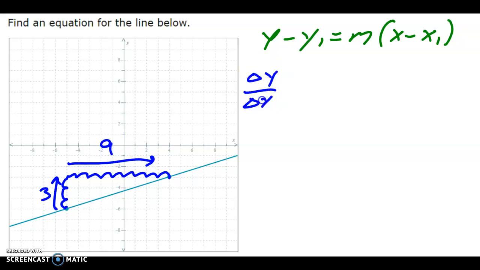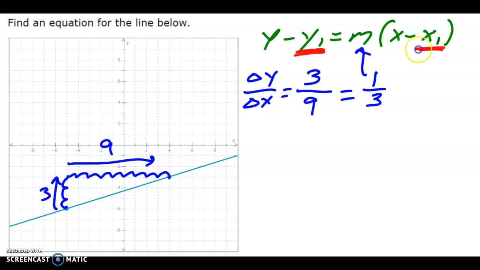So for your slope, change in y over change in x, your change in y was a positive 3. We went up, your change in x was a positive 9. Can you simplify that? Yes, 3 over 9 can be simplified to 1 over 3. So that's your m value. That part's done. Once that part is done, that's really where most of the work was involved here. You just had to go find your slope. You weren't given it. So now for the point, here's where we see a lot of mistakes happening in these equations. You actually have 2 points right now.